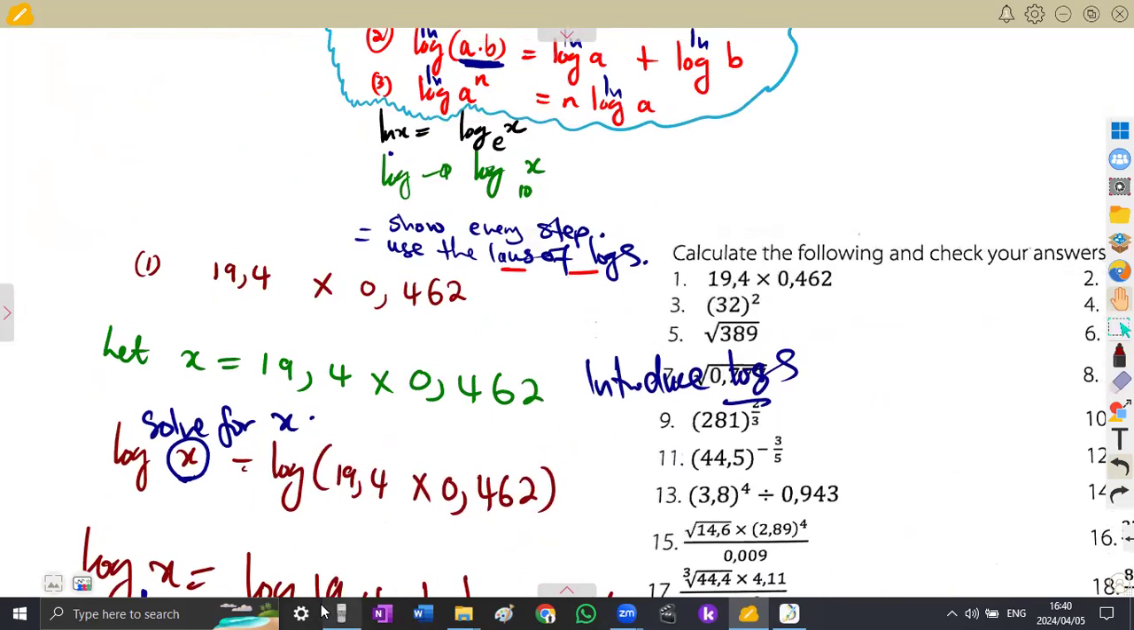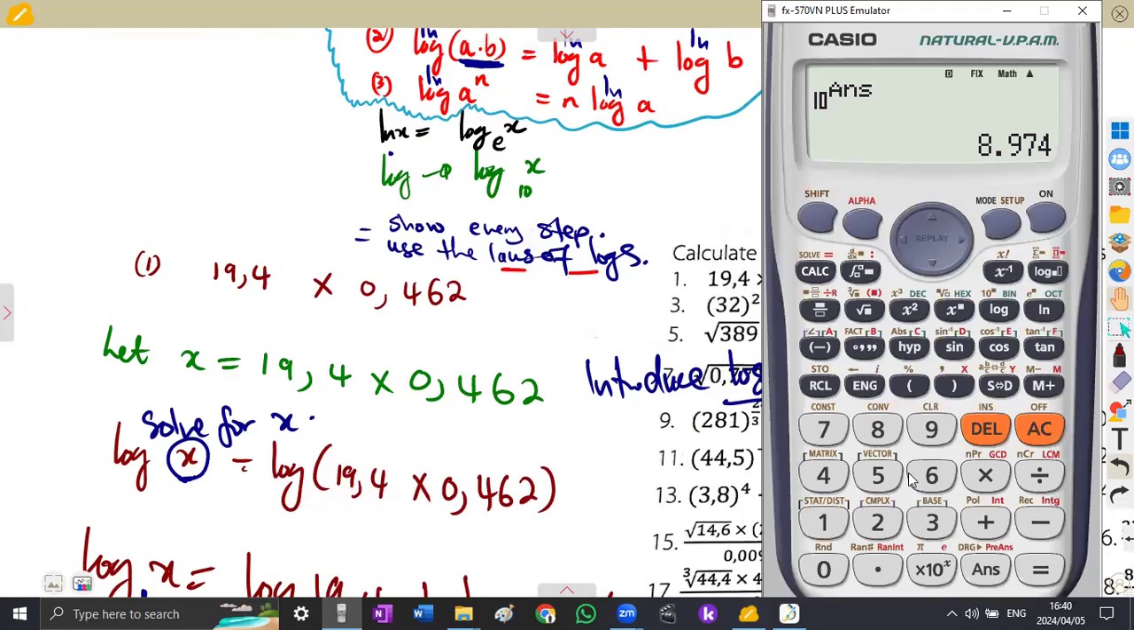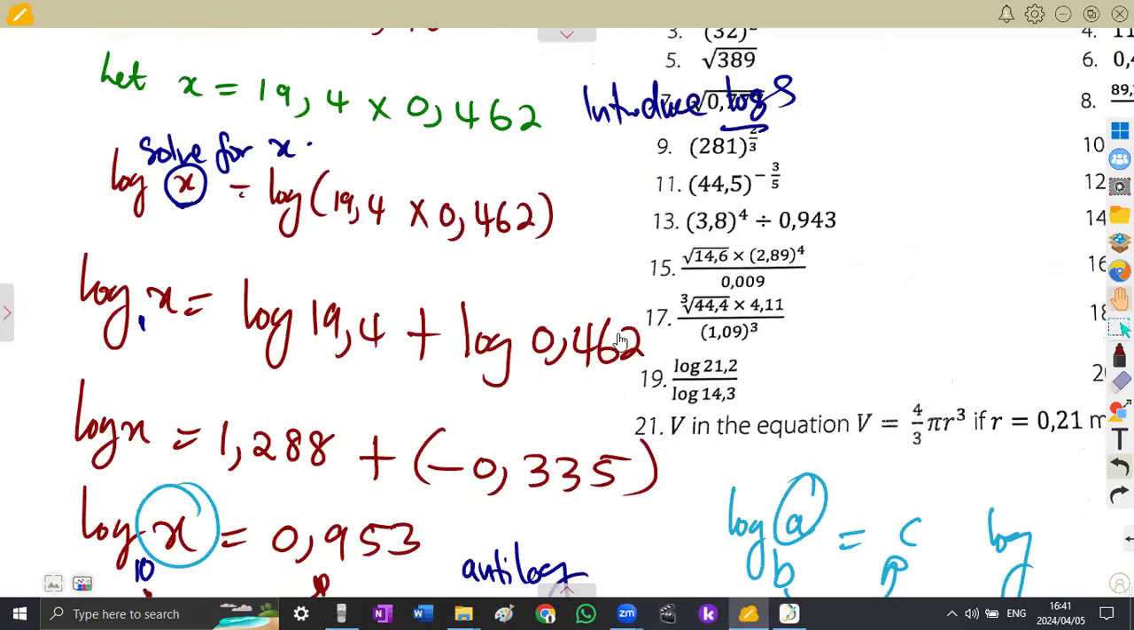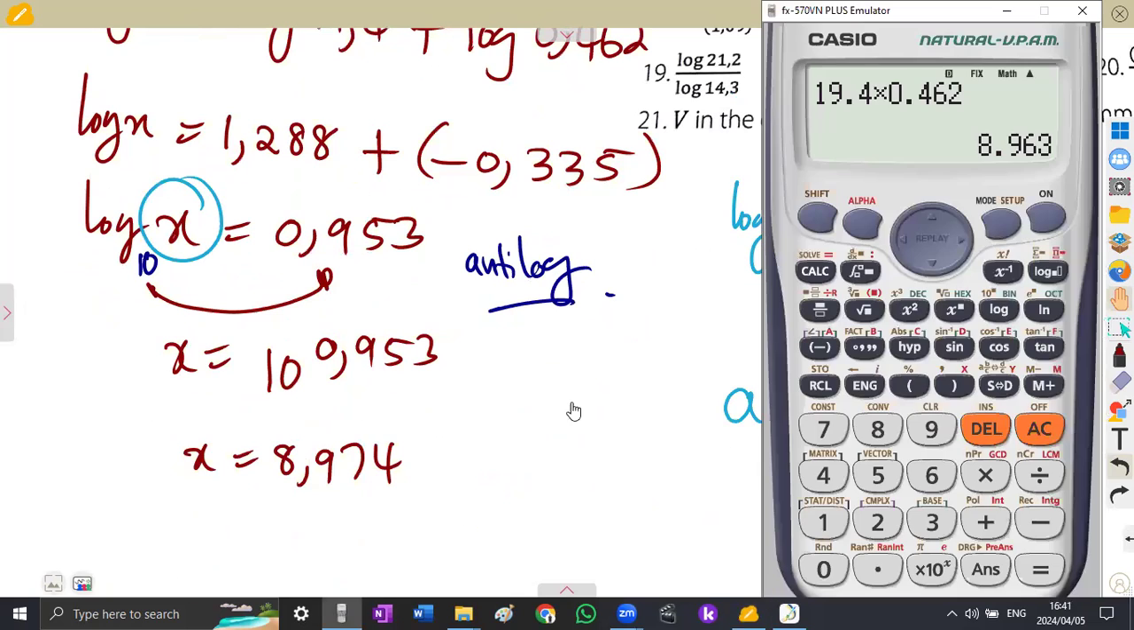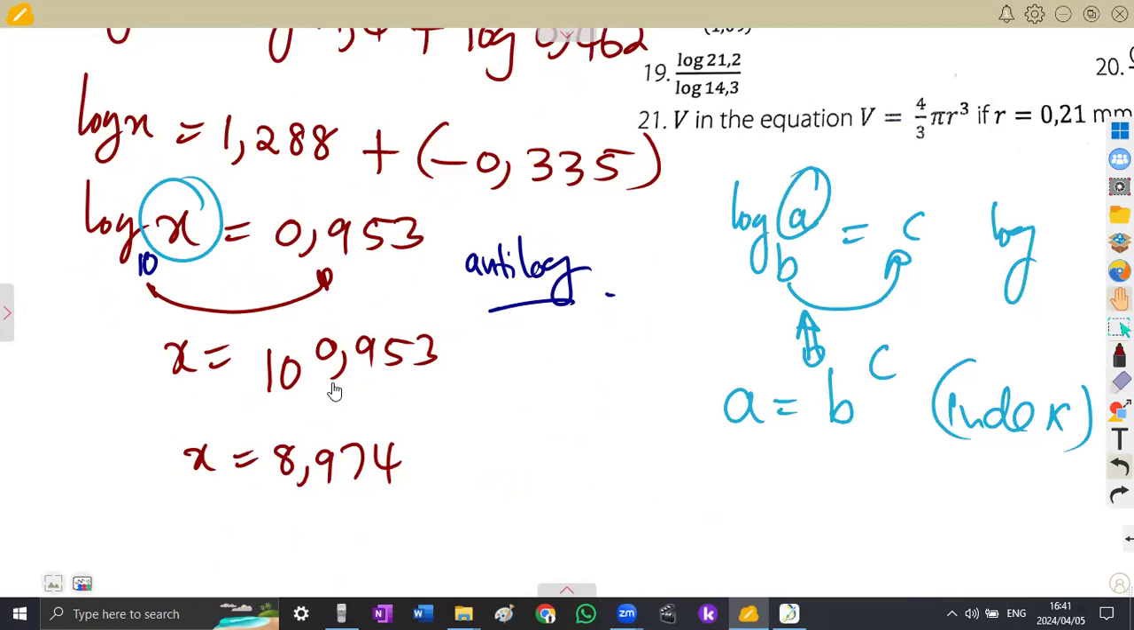But if you check before, this was it. When you multiplied, this was 19,4. Remember what we had? It was 19,4 times 0,462, which gave us 8,963. And now we are obtaining 8,974. So this will be an approximate value because of the rounding off of the values, everything that happened there. This is the cause of everything that you are seeing here.